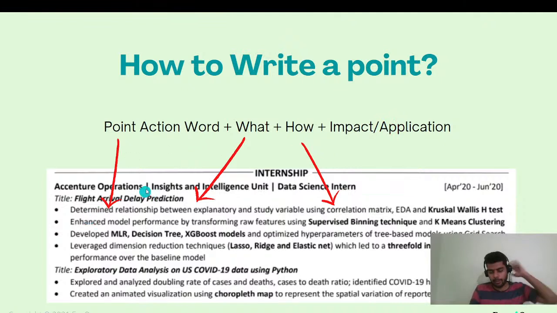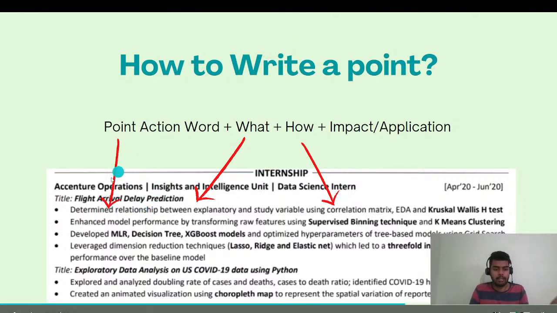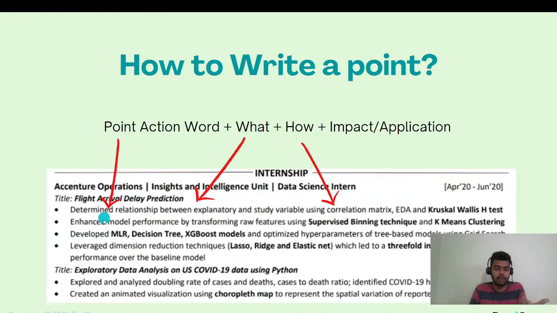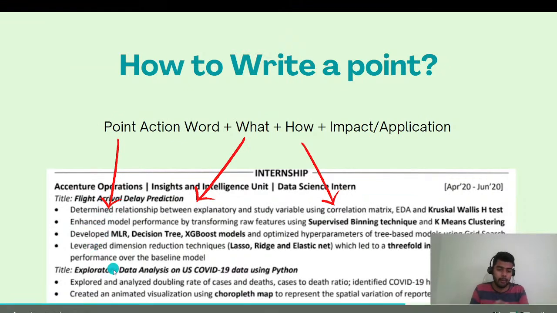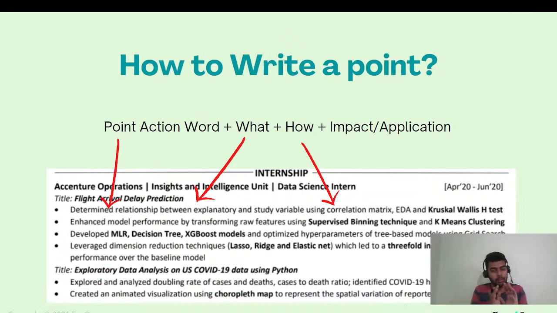In the internship portion that I've shown you, I'm showing how these points are written. You can see that every point starts with an action keyword, like determined, enhanced, developed, raised, explored, created. All of these are called action keywords. So whenever you are writing a point, try to start with the action keyword. That should always be there.